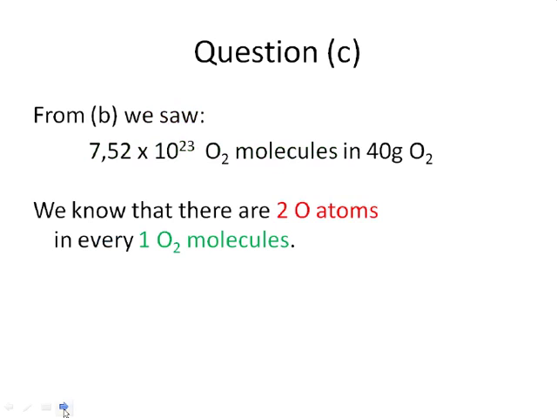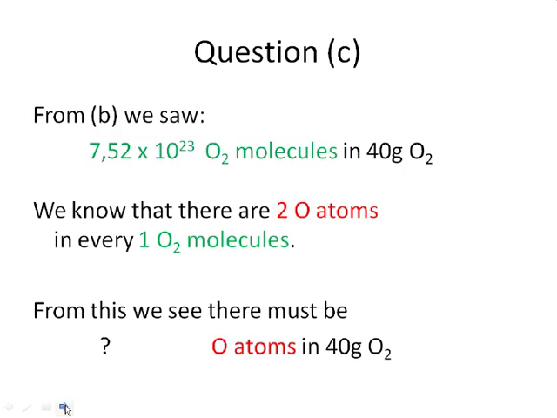Now, from our previous question, we saw that this is the number of O2 molecules that you find in 40 grams of O2. So can you see the answer of how many O atoms there would be? We know that in every O2 molecule there are 2 O atoms. So how many O atoms would there be in 7,52 times 10 to the power 23 O2 molecules? Try and answer this yourself. Only then should you replay the video.